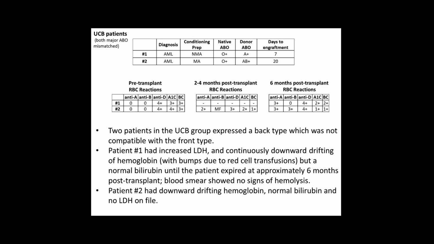Patient number 2 also had downward drifting hemoglobins with bumps appropriate to red cell transfusions, but this patient had a normal bilirubin, no LDH on file, DAT was negative, and haptoglobin was not on file either.